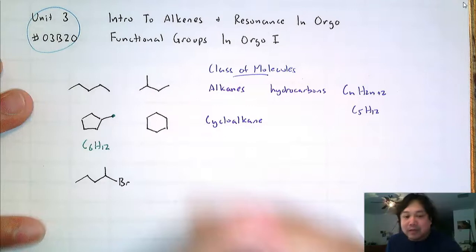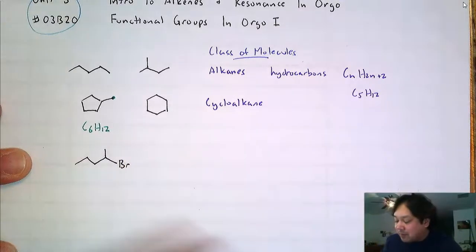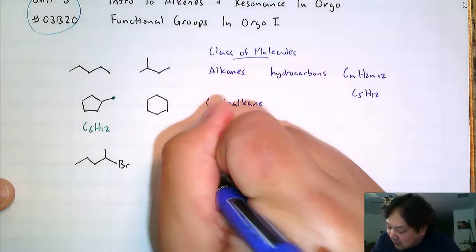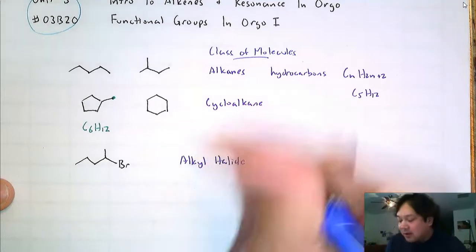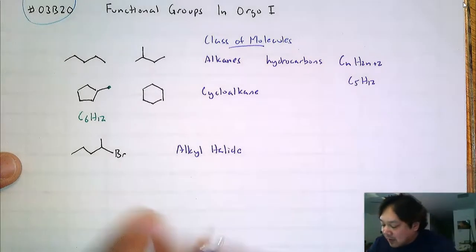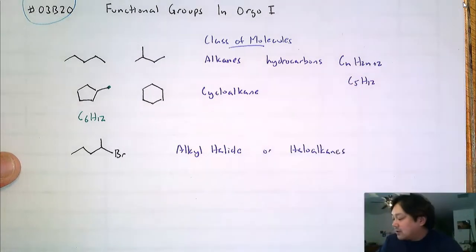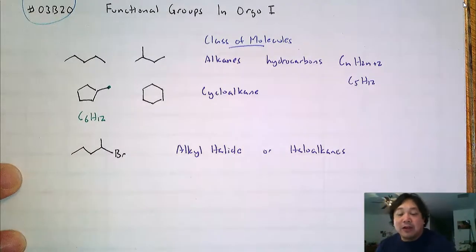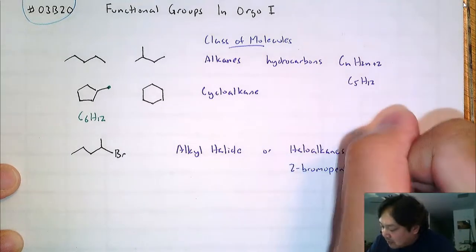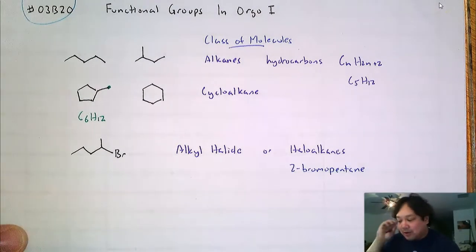And then in Unit 2, we probably talked just briefly about alkyl halides. I'll put a bromine right here. Molecules that have fluorine, chlorine, bromine, iodine. This is 2-bromopentane, and we're going to call this class of molecules alkyl halides. They will play a very large part in a bunch of reactions later on in the semester. Some textbooks call these haloalkanes, because when you name this, you name the halogen part first. This is 2-bromopentane.